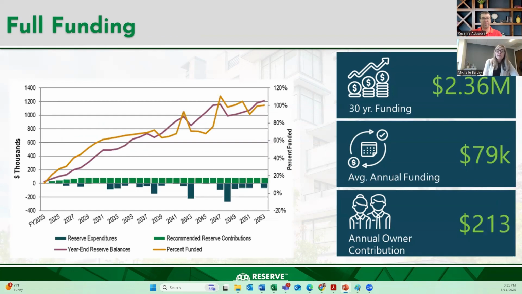Then lastly, we have the full funding method. So this is the one that's very conservative, very low risk, but as you can see, not very affordable, right? Full funding is 100% funded. So you can see the goal here was to end the reserve study with the association being 100% funded. And now this skyrockets the annual funding up to $79,000 annually, which equates to $213 per homeowner annually.